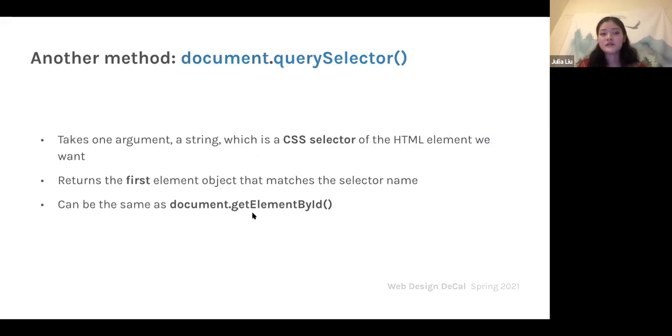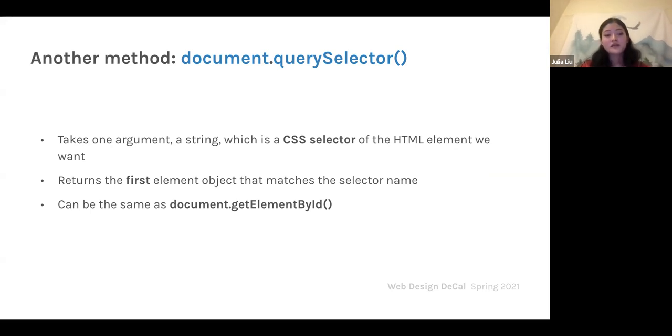Before that, we'll go into another method that's really useful. It's very similar to getElementById, except it's called querySelector. It basically works the same way. It also takes an argument, which is a string, the CSS selector of the HTML element we want. While for document.getElementById we use just the ID, for querySelector we use the entire selector. If you want to get something via the ID, you have to say hashtag and the ID name. If you want to get something via the class, you say dot and the class name. Whereas getElementById is just the name of the ID.